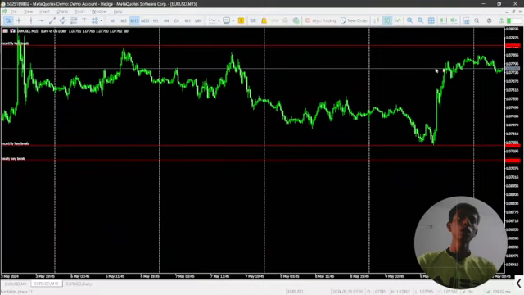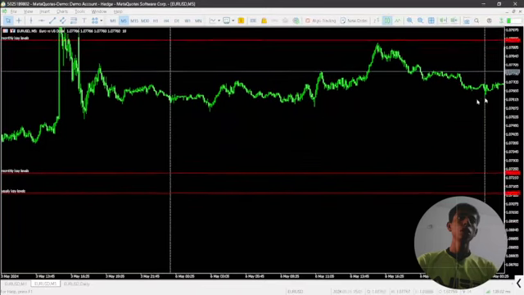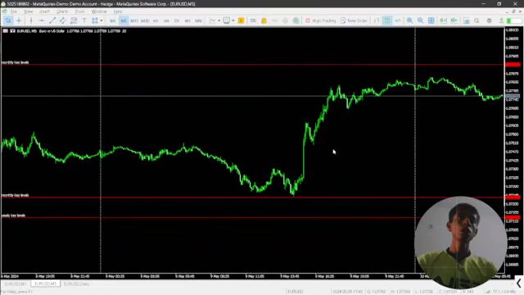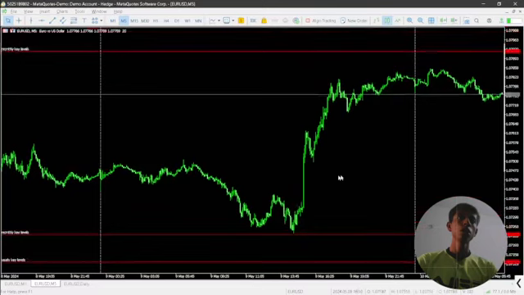We can also see this consolidation over here, and then it broke. Now let's get into the 5 minutes time frame. You can see then that from here it went up, and this is again a consolidation zone, and now it's trying to move down.